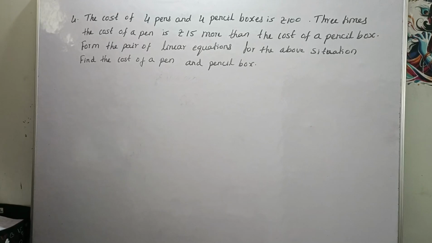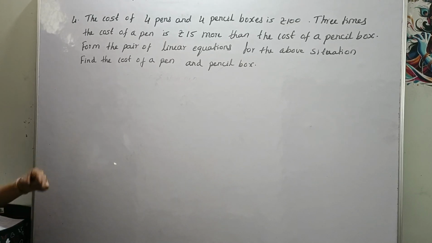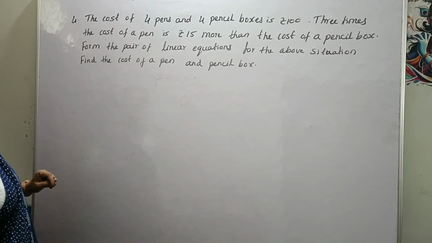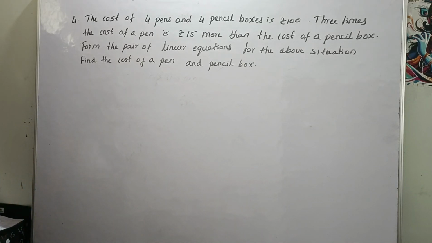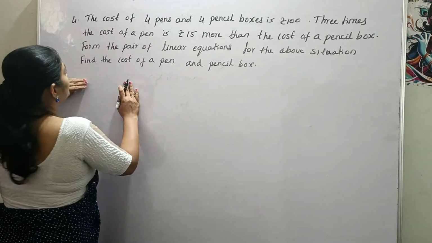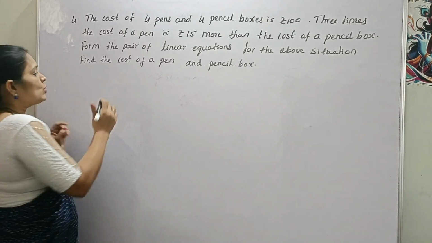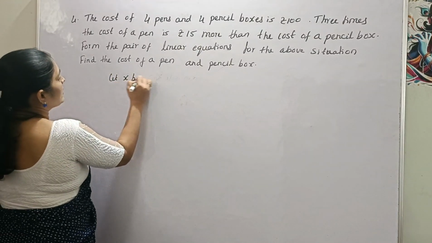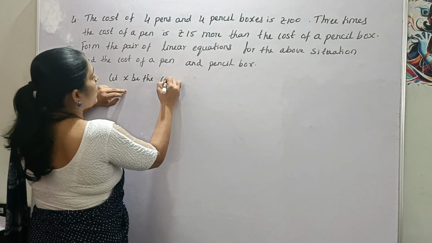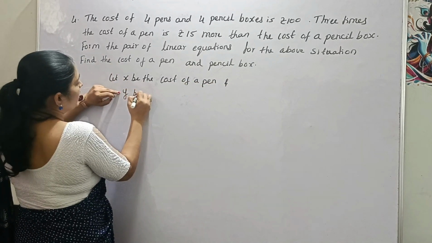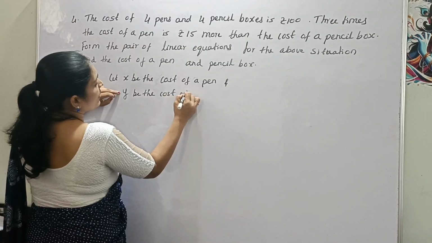The cost of 4 pens and 4 pencil boxes is rupees 100. 3 times the cost of a pen is rupees 15 more than the cost of a pencil box. Form the pair of linear equations for the above situation. Find the cost of a pen and a pencil box. Okay, so here we have to find the cost of a pen and a pencil, right? So let x be the cost of a pen and y be the cost of a pencil.